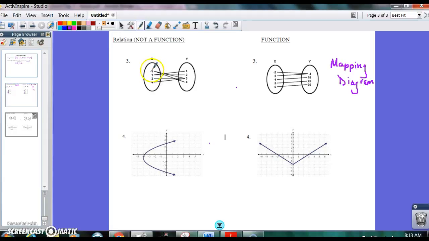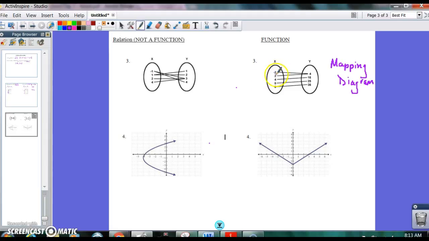And if you notice, -1 has a line going to 3 and a line going to 4. So -1 corresponds to 3 and it corresponds to 4. Because it corresponds to more than one y value, it's not a function. Okay, 1 corresponds to 1 and it also corresponds to 2. Again, it corresponds to more than one y value. 2 only corresponds to 3 and 4 only corresponds to 3. So, because of the -1 and the 1 corresponding to more than one value, that's not a function.